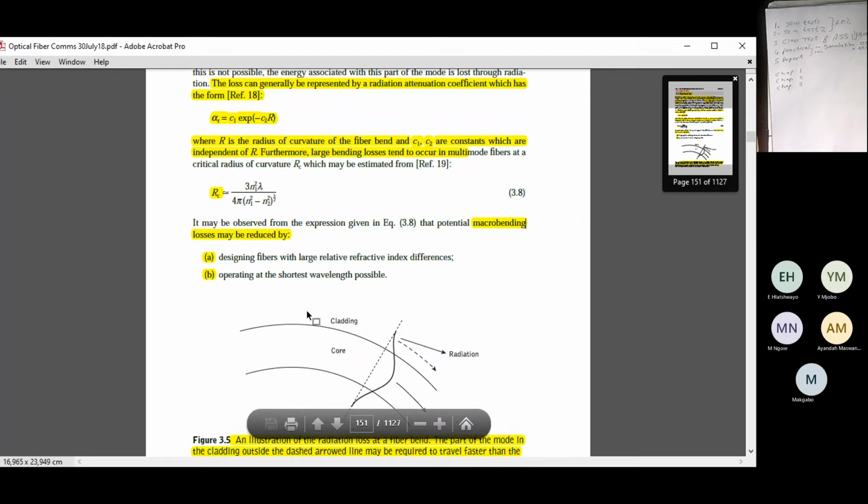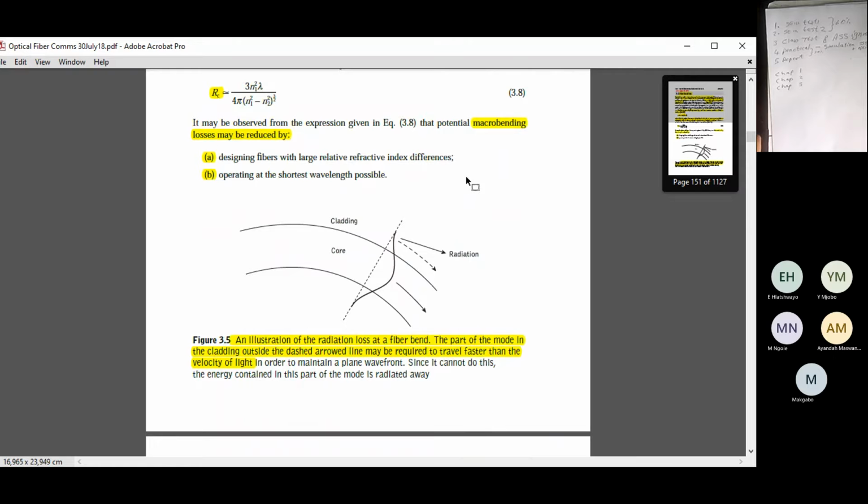Now, with macro bending, this is what happens. The core is there in the cladding. So it's stretching the cladding, you see? And you see this radiation. This is evanescent losses here. This radiation, that's your evanescent losses.